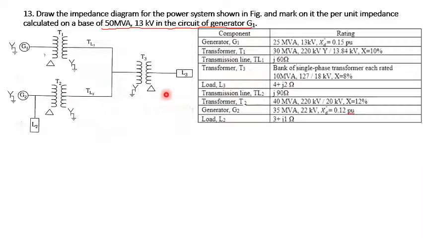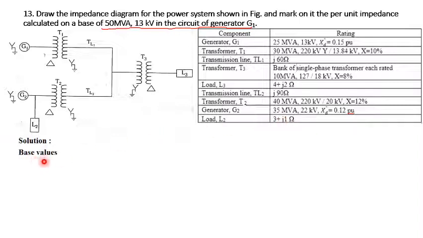Transmission line TL2 is of 90 ohm, and T2 is 40 MVA, 220 kV and 20 kV, reactance of 12%. G2 is connected via T2, having 35 MVA, 22 kV, subtransient reactance of 0.12 per unit. Load L2 is 3 plus J1 ohm. So let's see how to solve this numerical.